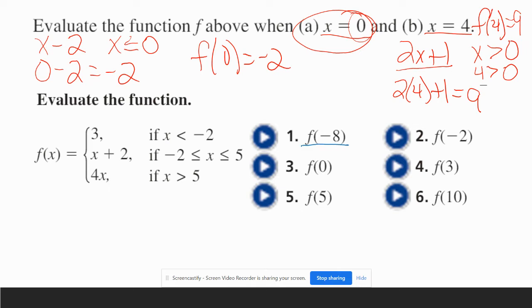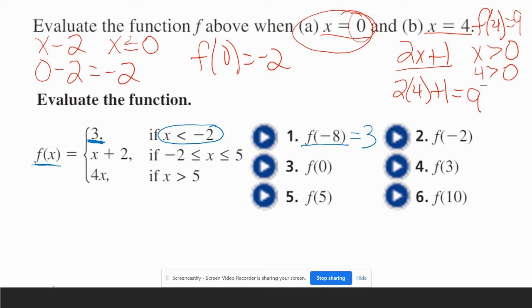Find f of negative 8. This means they want you to take this function and plug in negative 8. Well, we have to figure out which equation does negative 8 fit into. Well, negative 8 fits in right here. Negative 8 is less than negative 2. And it says if that's the case, then the answer is 3. I don't have an x there. I can't plug negative 8 into anything. All I know is that there's a 3. And so this answer would have to be 3.